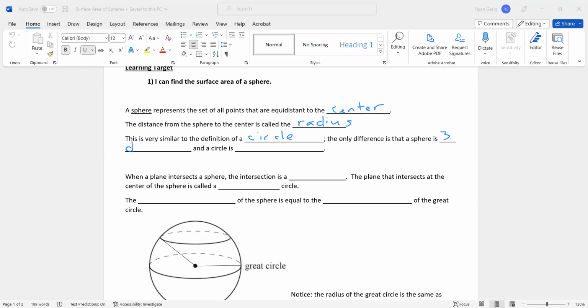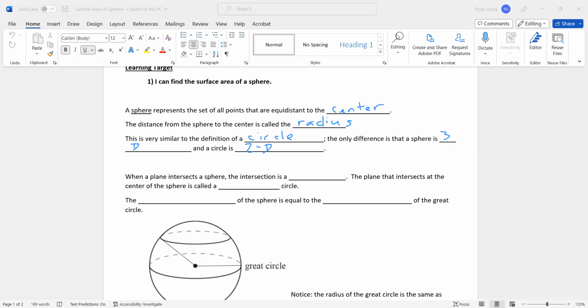I'm just going to do capital D. Sphere is 3D, and a circle is 2D. So they really have the same idea behind them, though. From the center to the circle is the definition of a radius. From the center to any point on the sphere is still a radius. It just has 3 dimensions.